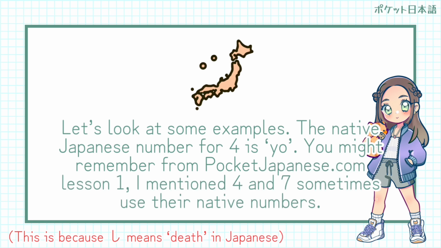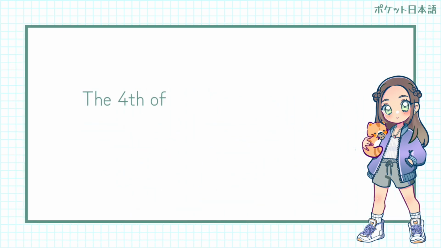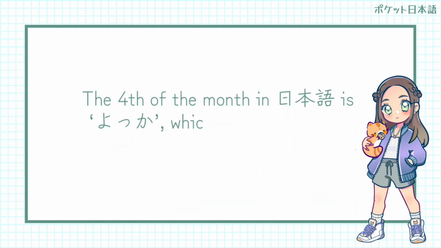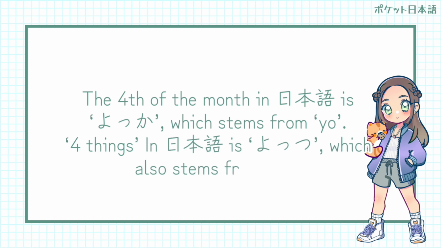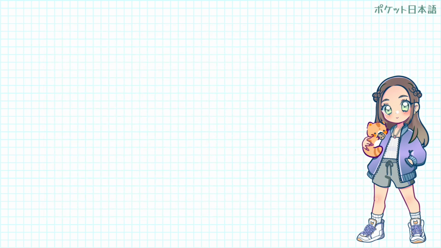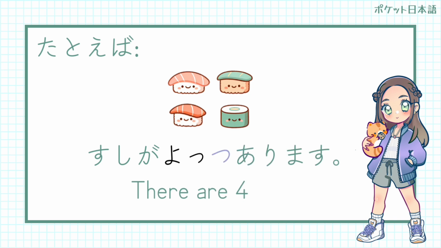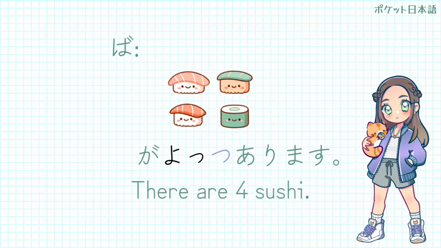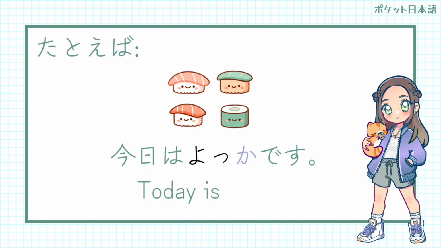I mentioned that 4 and 7 sometimes use their native numbers. The 4th of the month in Nihongo is yokka, which stems from yo. 4 things in Nihongo is yotsu, which also stems from yo. Tatoeba, for example, there are 4 sushi: sushi ga yotsu arimasu. We haven't done this grammar yet, but it's just here for an example. In comparison, today is the 4th. Kyou wa yokka desu. You can see that they both use yo, and it's just the endings that change.